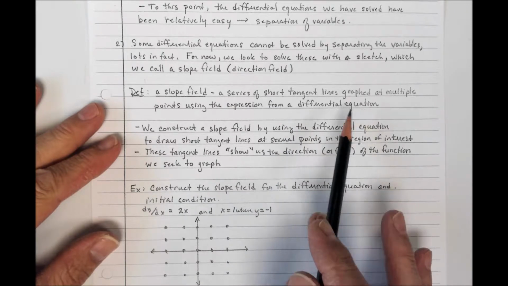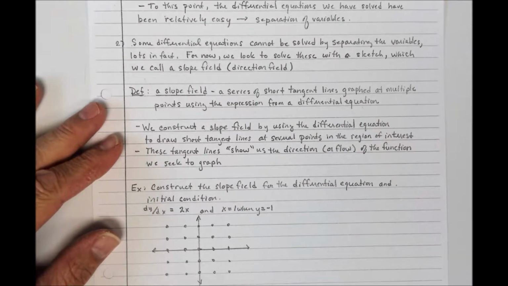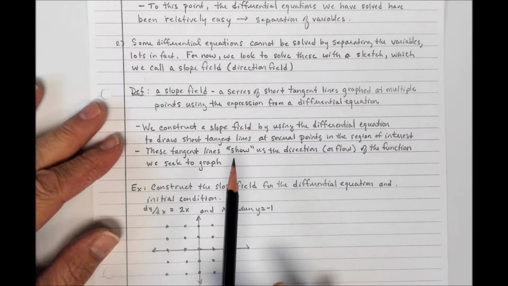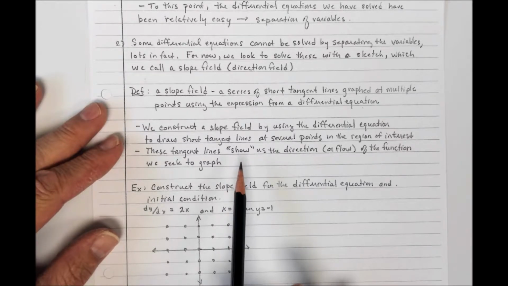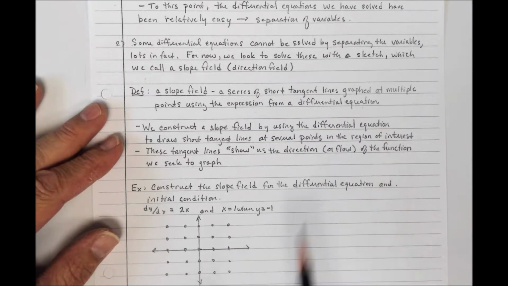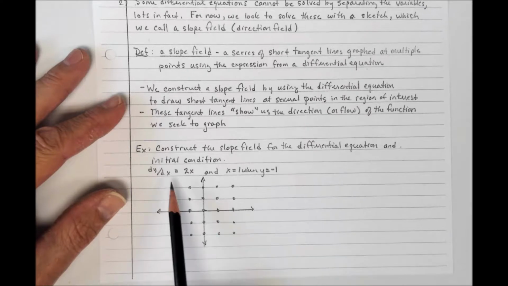So they're going to give us a differential equation to solve, and we're going to do ones that we could solve in a more traditional method by separating the variables. But we're going to construct a slope field by using the differential equations to find the slopes of the tangent lines to the curve at the points in a region of interest. So normally they'll give you a grid, kind of like they have down here, and they'll give you a differential equation. Now we could solve this one.